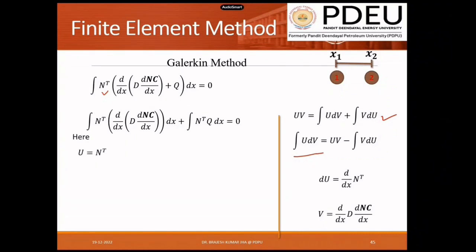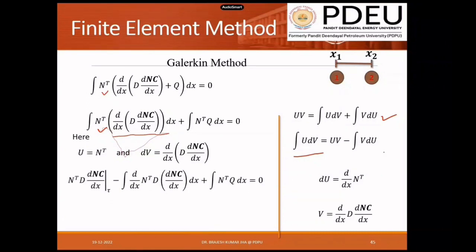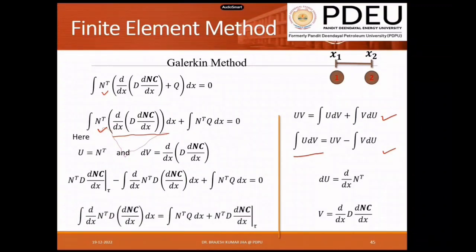u is what? u is N^T, and dv is what? This whole term we can represent as dv, and this is your u. So by having this, what do we get? This formula we have used here, plus the integration of N^T q dx that we can see. So by solving this, we get this information.